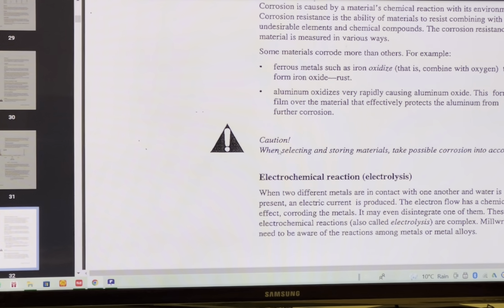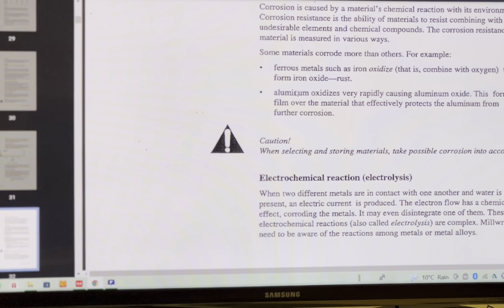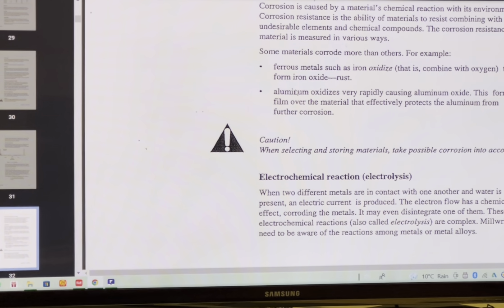For example, aluminum is different. Oxygen protects the aluminum. Aluminum oxidizes very rapidly, forming aluminum oxide. That means the oxygen around the aluminum can protect the aluminum. This film, from where? From oxygen, over the material effectively protects the aluminum from further corrosion. It's different.